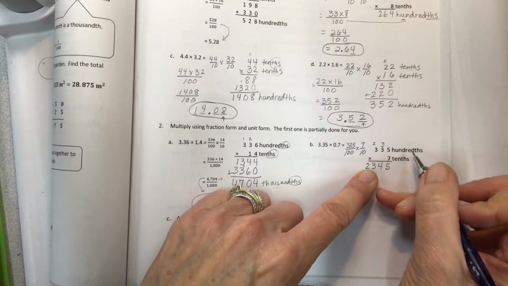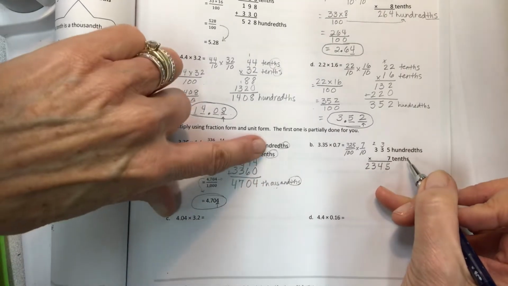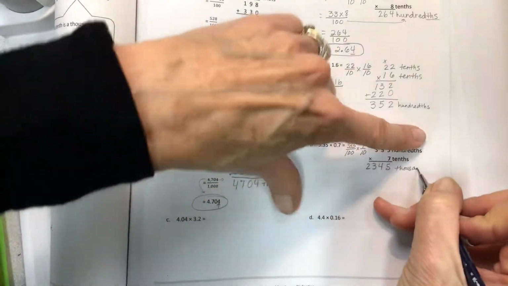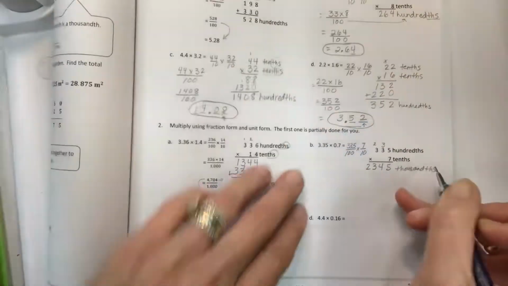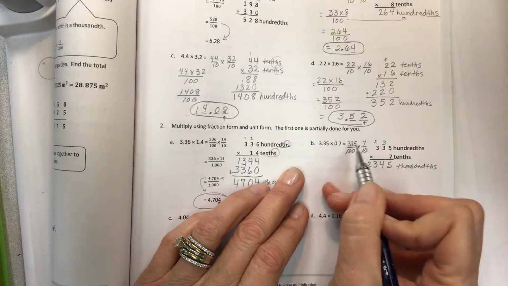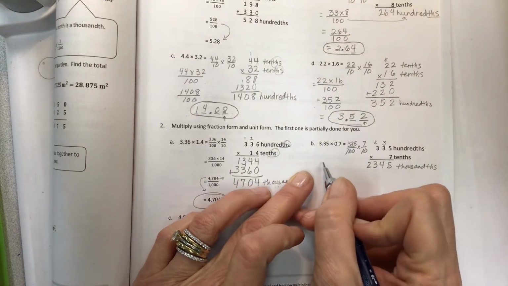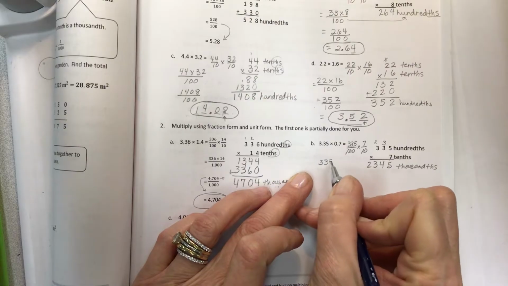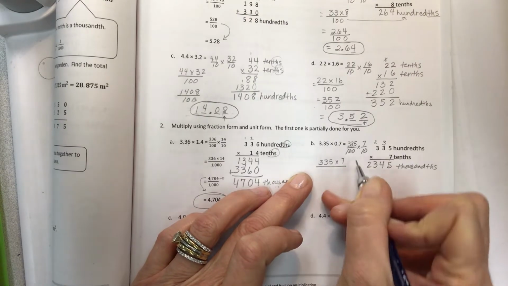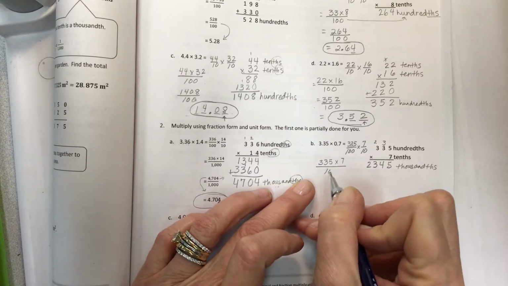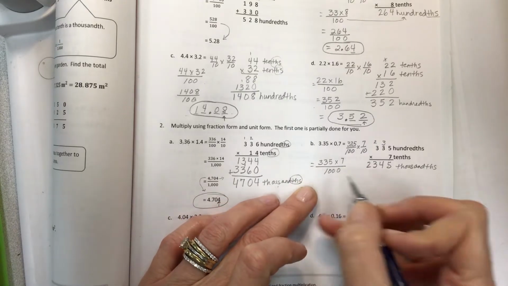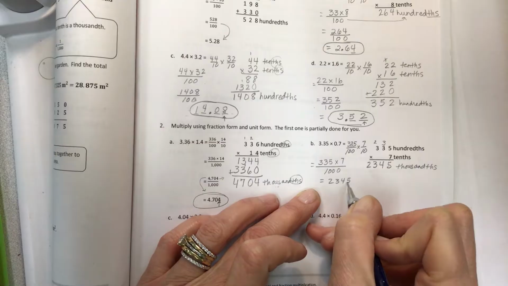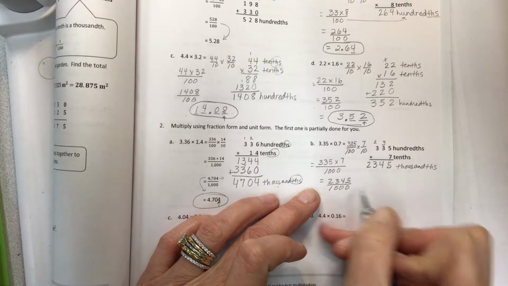Take your unit form, hundredths times tenths. You know what the answer is going to be. Write it. THS. And then take your 335 times 7. Put the answer, I'm ahead of myself. 335 times 7 on the top, but only multiply the bottom. That's your first step. Then you put your answer that you already got over the 1,000.